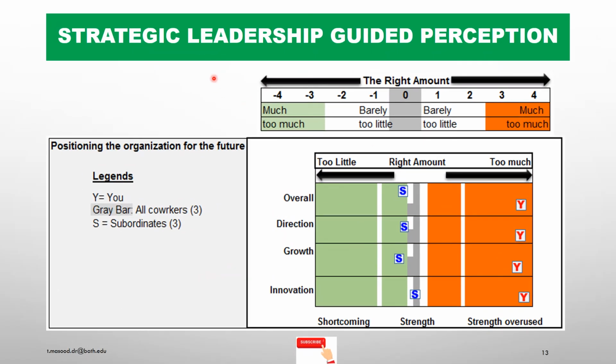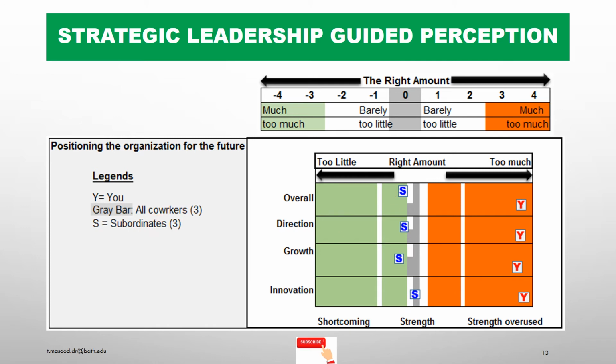Now, strategic leadership: guided perceptions, overall performance, direction, growth, innovation. On the bottom side: shortcomings, strength, and strength overused. If you see overall performance, I stay too much here. Direction I used here, growth almost 3, and innovation 4. So on overall performance, I'm staying over it as a leader if I am on the strategic style here. The right amount here, my subordinates, Y, U, and the gray bar, all co-workers, stay in the middle.